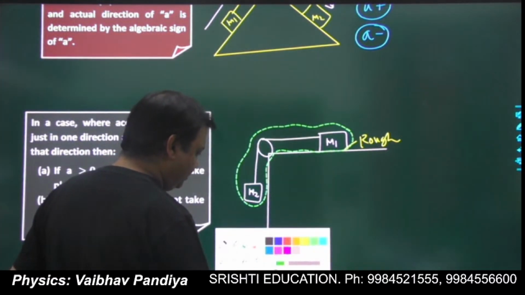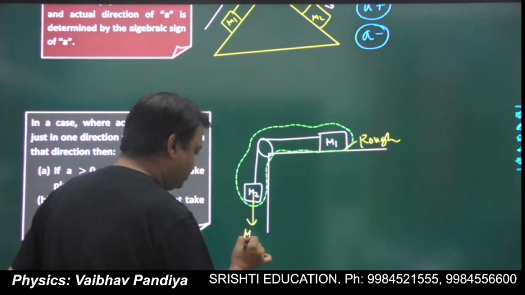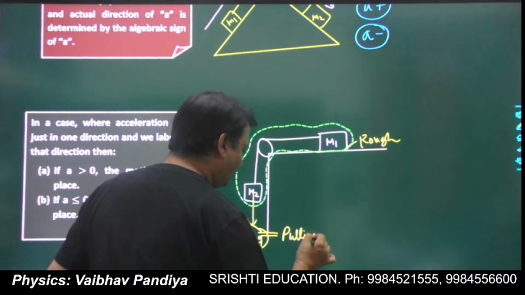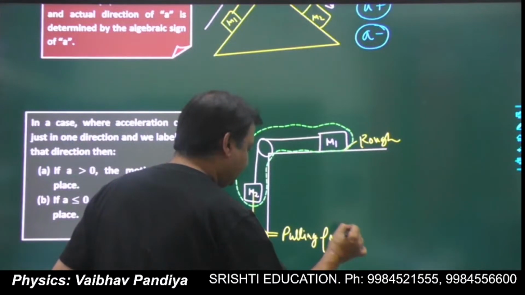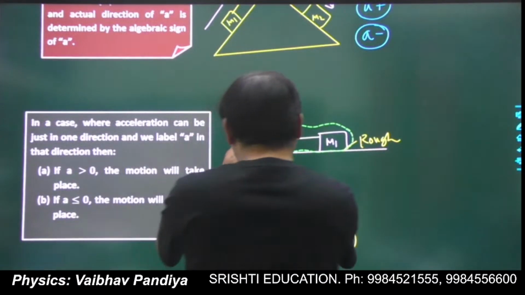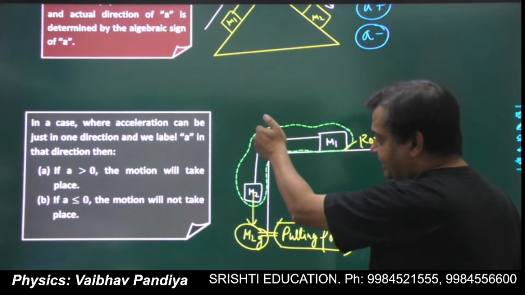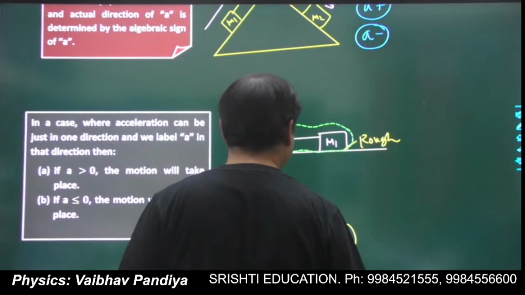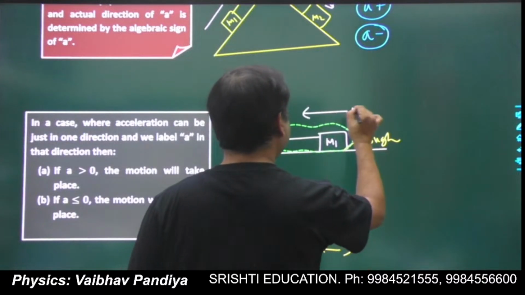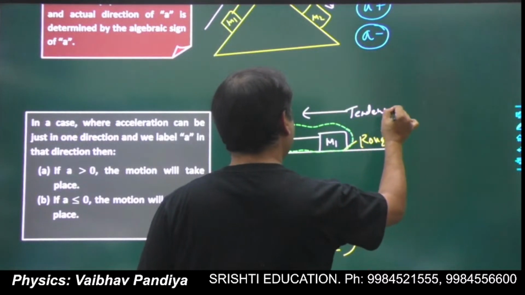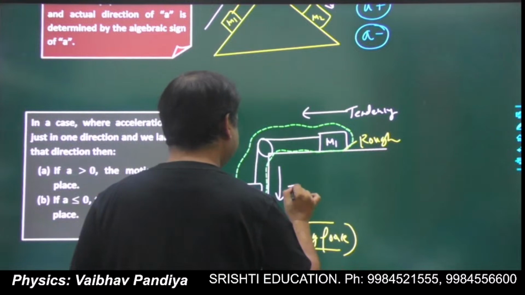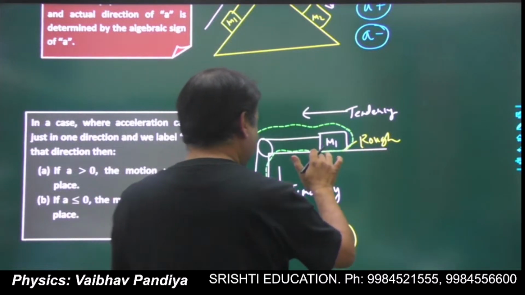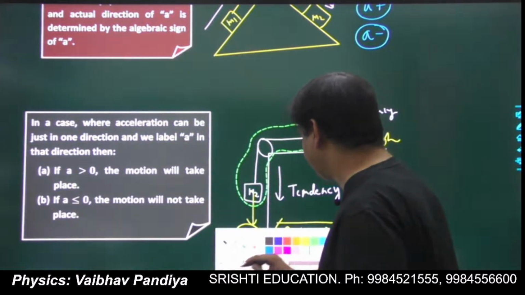On block M2, gravity will act as M2G, which will be the pulling force. So gravity will give M2 a tendency to go down, and when M2 has a tendency to go down, M1 will have a tendency to go leftward. And of course, to oppose this tendency, friction will act on M1 if it's a rough surface.